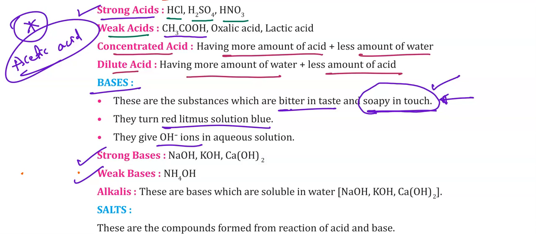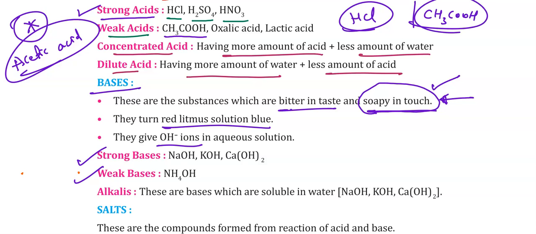You should not forget this. If they ask you the question which is the strong acid, then you should say hydrochloric acid. Which is the weak acid, then you should say acetic acid. You should not forget these names. Okay, the very strong acid is hydrochloric acid, the very weak acid is acetic acid. And oxalic acid we have, lactic acid we have, these all are weak acids.